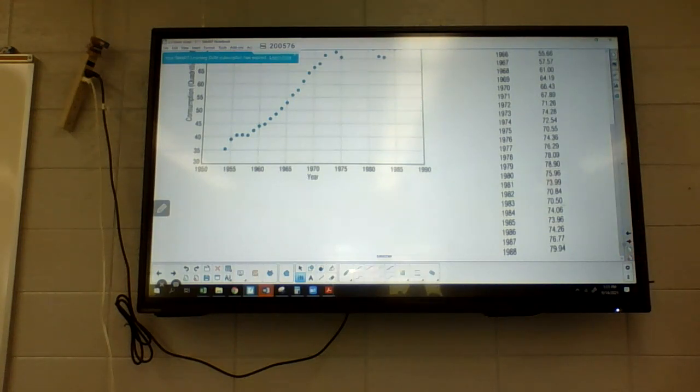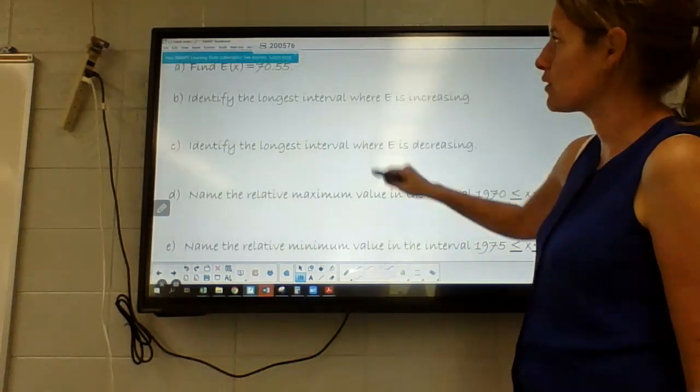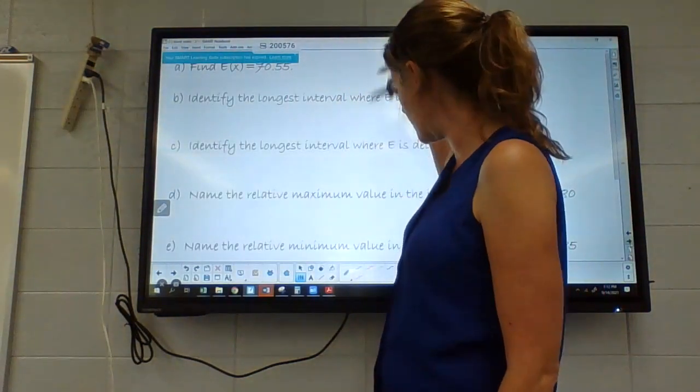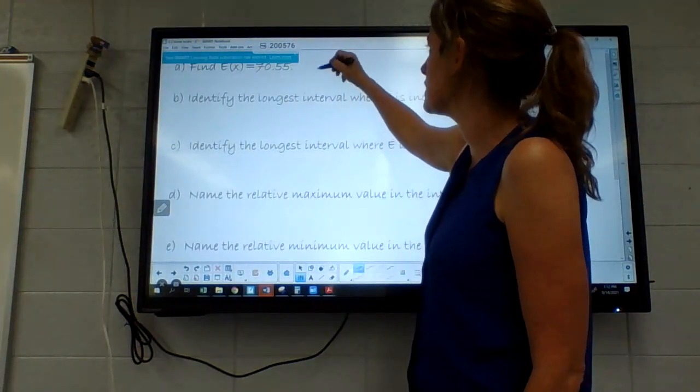I guess it's not exact, hey? There is one that's 70.55. So in 1975, the energy consumption was 70.55. So again, they're finding E of x, they want the x value then. Is that 1975?